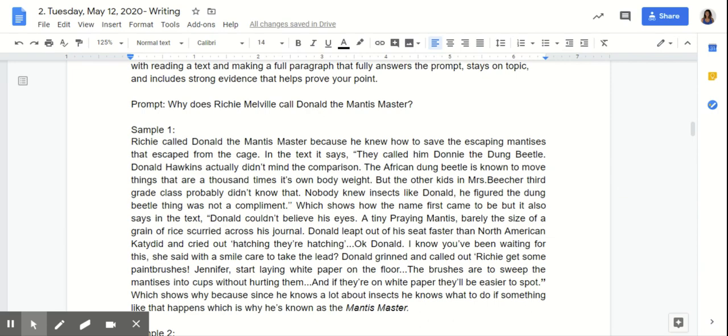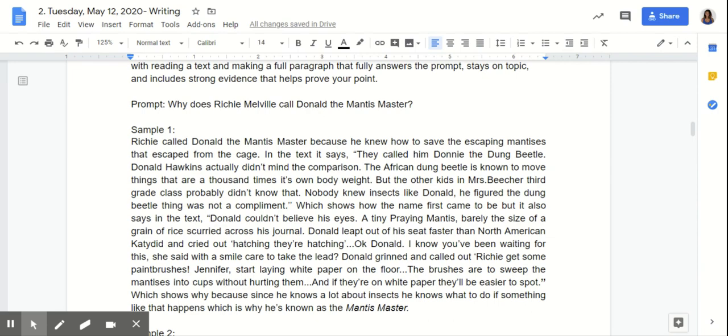Sample one. Richie called Donald the Mantis Master because he knew how to save the escaping mantises that escaped from the cage. In the text, it says, they called him Donnie the dung beetle. Donald Hawkins actually didn't mind the comparison. The African dung beetle is known to move things that are 1,000 times its own body weight. But the other kids in Mrs. Beecher's third grade class probably didn't know that. Nobody knew insects like Donald. He figured the dung beetle thing was not a compliment, which shows how the name first came to be, but it also says in the text.